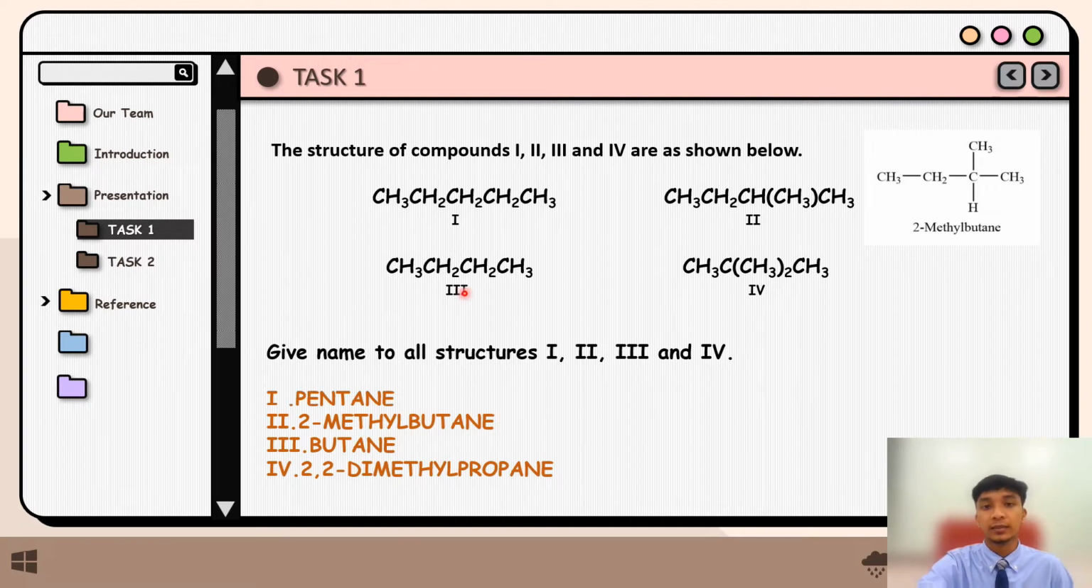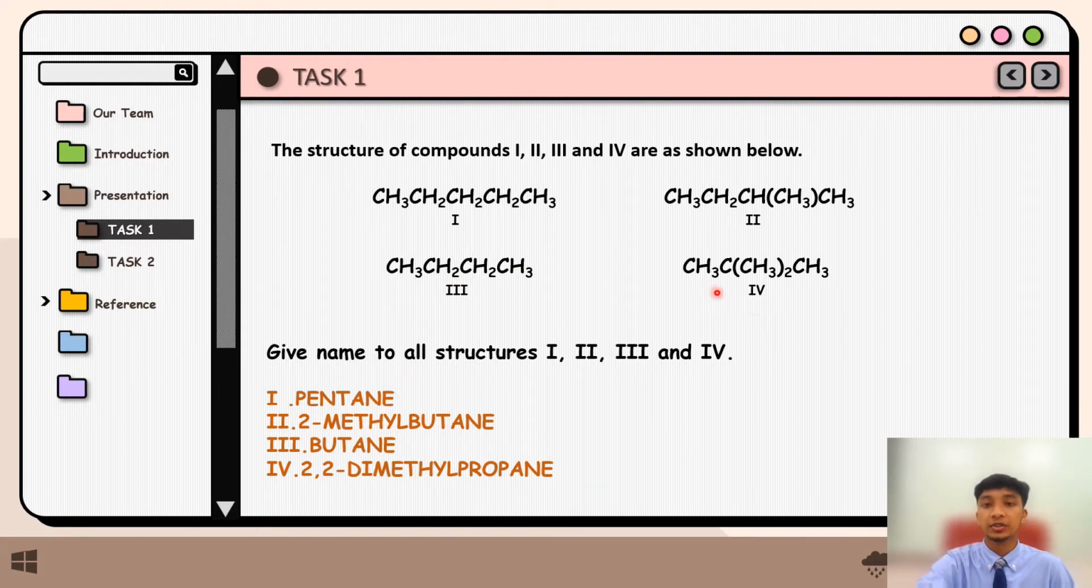Proceed with number 3, CH3, CH2, CH2, CH3. So this has 4 carbons, and there is no other branching like structure number 2, and there is no double bond. So this is an alkane, and we know that 4 carbons is butane here.